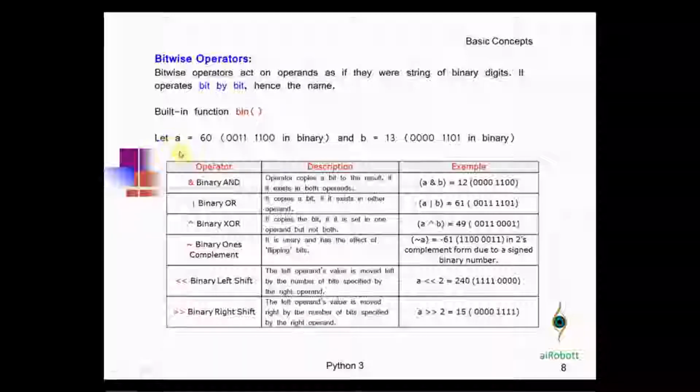Let us assume a has the value 60, and in binary notation it is, in 8-bit notation, 00111100. This is the binary notation. Similarly, if you assume b has the value 13, its binary notation is 00001101. Okay, these are all the bitwise operators: and, or, XOR, ones complement, binary left shift, binary right shift. Let us see the programming part.